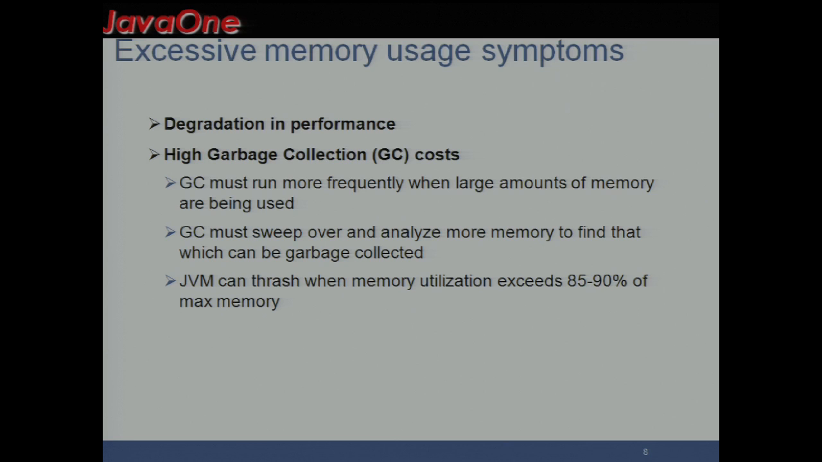So if garbage collection costs are high, it's going to be because your garbage collector is just running more frequently because there's more memory. If you've got more memory, your garbage collector has to run more often. It has to sweep over and analyze all that memory. And when it gets to about 85, 90%, our testing has shown that your JVM really starts to thrash. It basically gets to the point where it's getting harder and harder for it to find free memory, and eventually your JVM is spending all its time doing garbage collection.